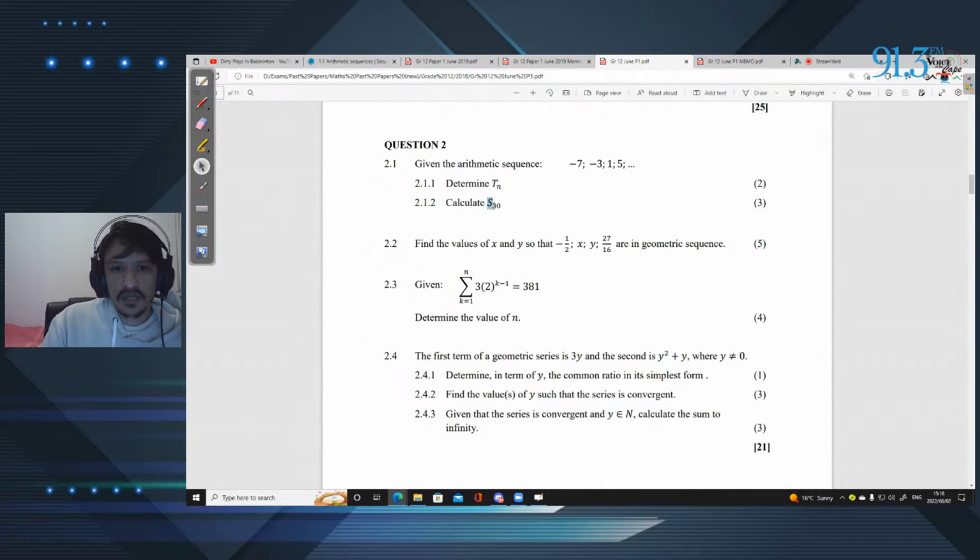Calculate S30. Sometimes this throws students off. It does confuse them a little bit at times. But S just means the sum of. And 30 means the sum of 30 terms. Right? That's all it's telling us.